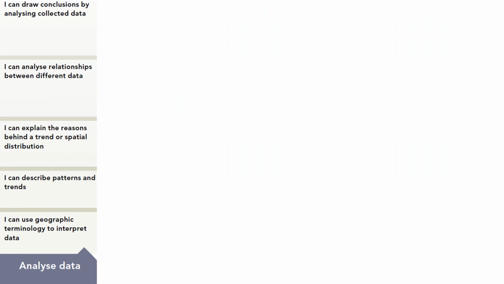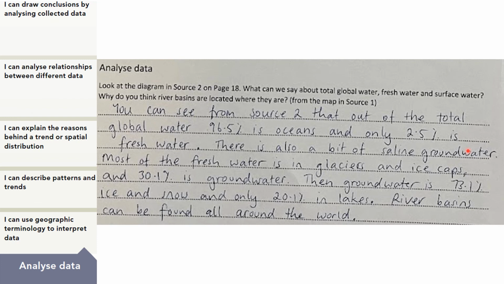Analyzing the data. So can they use geographic terminology? Can they describe patterns? Can they explain why there are patterns? Can they analyze relationships? And can they draw conclusions by analyzing? So let's see what the student said. You can see from source 2 that out of the total global water, 96.5% is oceans and only 2.5% is fresh water. Yep. They've used geographic terminology.